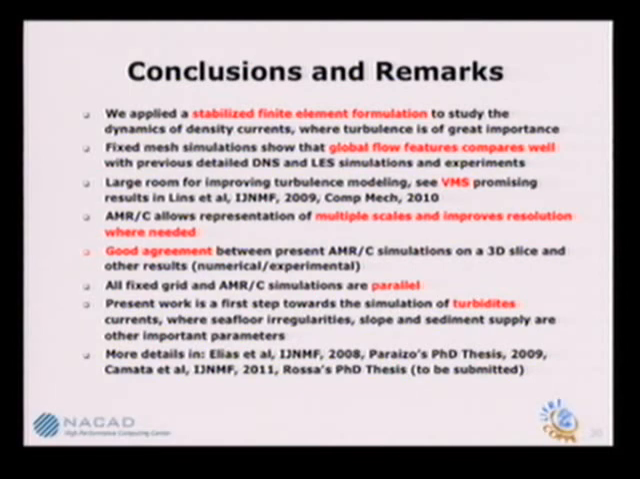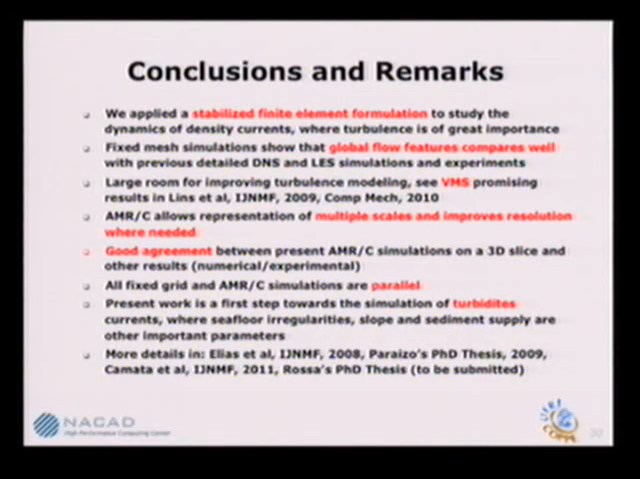Our group has papers on this. This is for the basic stuff where we do comparison with DNS. This is for free surface flow, which is something related to this. We see that adaptive mesh refinement allows representation of multiple scales, improving the resolution where needed, where Ricardo here went straight to the point. And we have seen good agreement between our present simulations, in 3D on a slice, and other numerical and experimental results. Everything here, you see, is computed in parallel. Parallel computing is pervasive here.